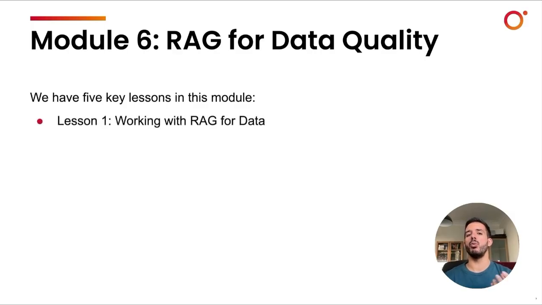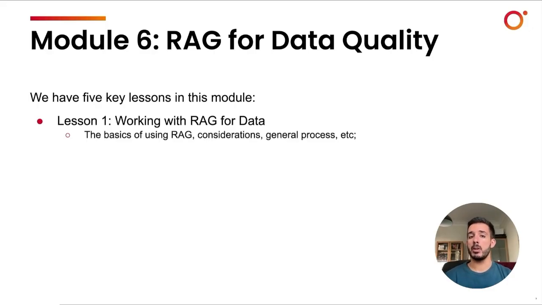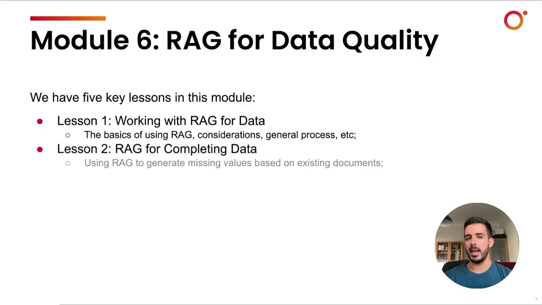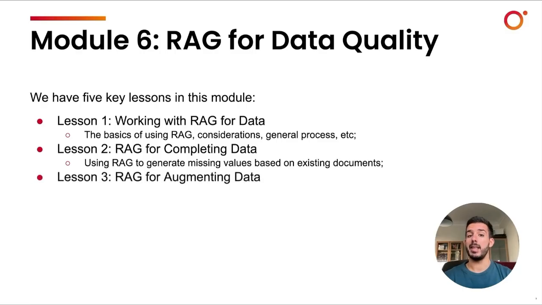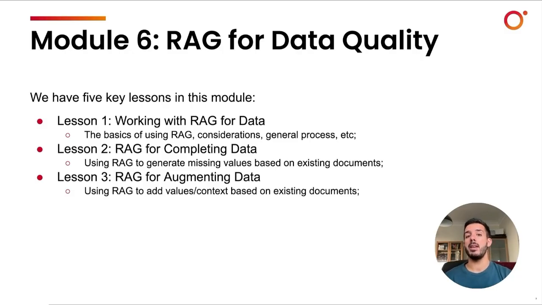Lesson number 1 is about working with RAG for data in general. That is, what are the basics of using this technology, some considerations, the general process, and so on. A snapshot of what RAG is. Then our second lesson is going to be about RAG for completing data. That is, how to use GenAI to help us complete missing or incomplete values and using RAG with added documentation in that process. Then our third lesson is going to be using RAG to actually augment data. That is, using RAG to add values or add context based on those existing documents that we pre-process.